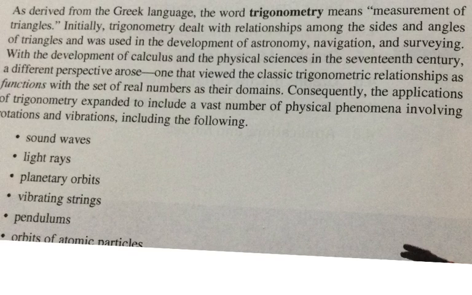As derived from the Greek language, the word trigonometry means measurements of triangles. Initially, trigonometry dealt with the relationships among the sides and angles of triangles and was used in the development of astronomy, navigation, and surveying. With the development of calculus and the physical sciences in the 17th century, a different perspective arose, one that viewed the classic trigonometric relationships as functions with a set of real numbers as their domains. So that means their domain, the list of x values, is all real numbers.